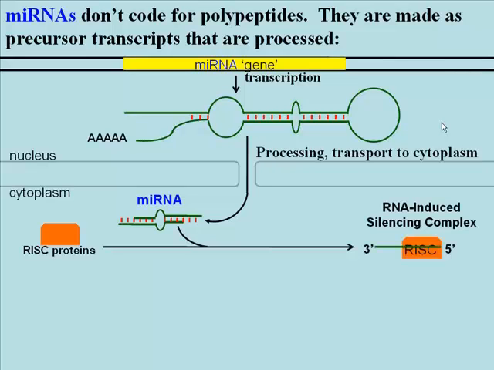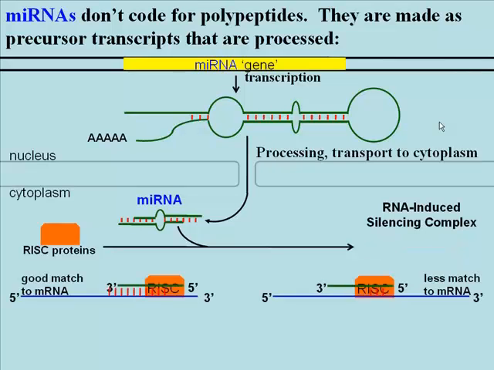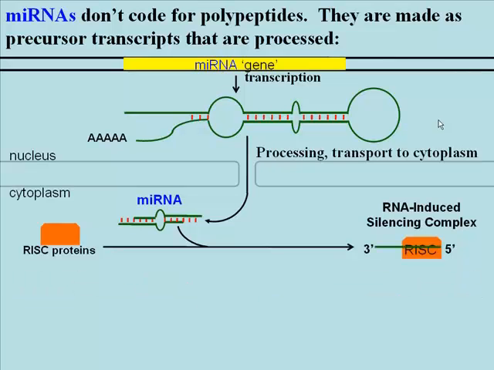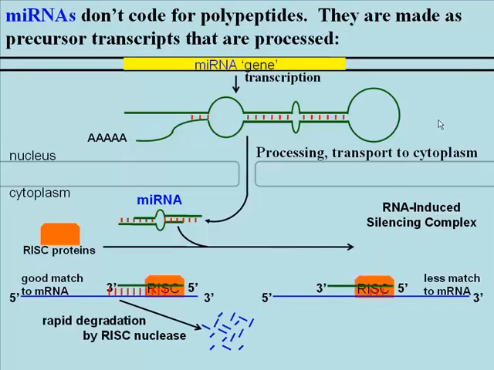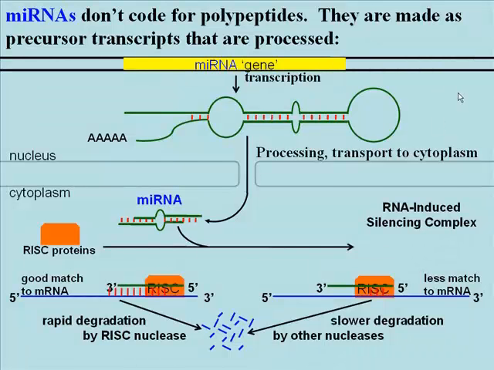Here in the next step, miRNAs bind to RISC proteins. The RNA in the RISC is single-stranded and can complement or hydrogen bond more or less well with cellular RNAs, as shown here. If the match is good, the target mRNA is rapidly degraded using the RISC nuclease. If the match is weaker, the hydrolysis of the messenger RNA occurs, but more slowly, and uses other nucleases not part of the RISC complex.